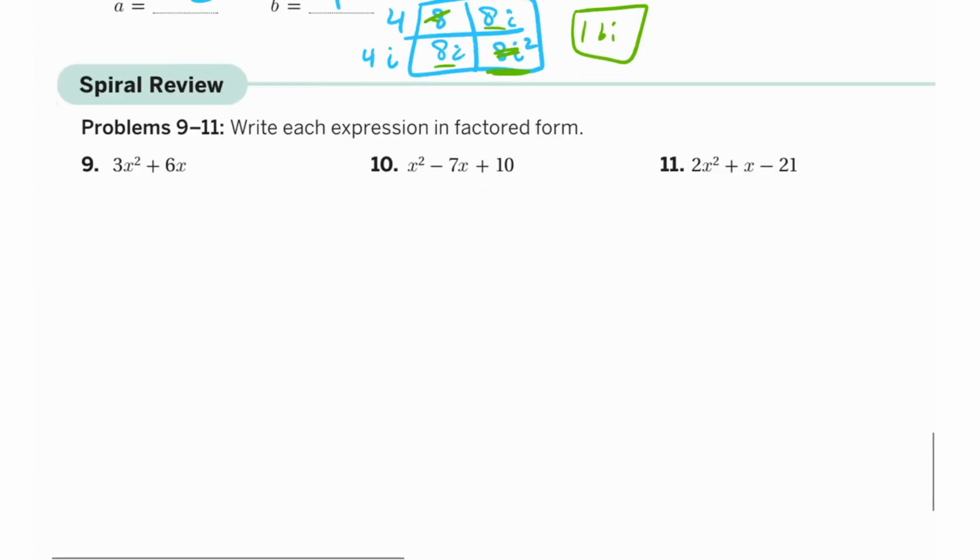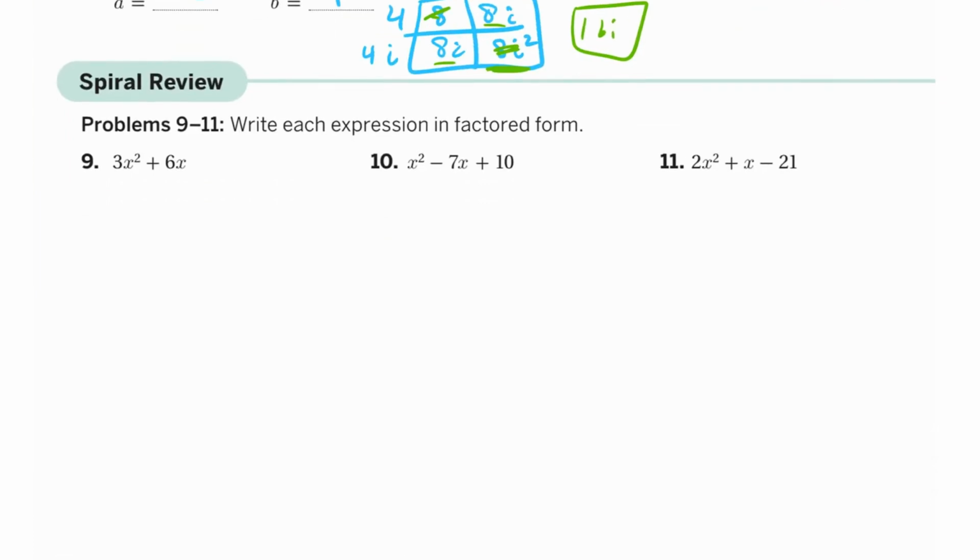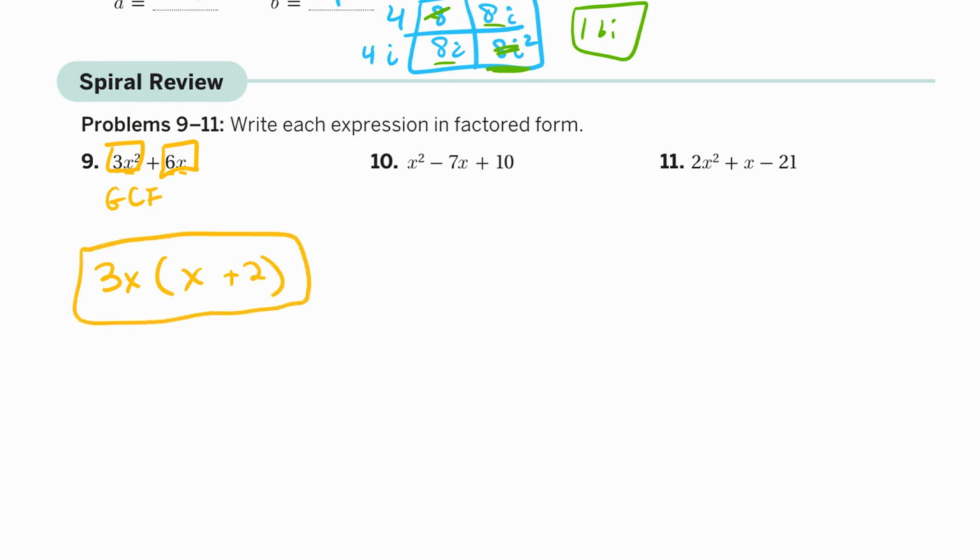For the spiral review, problems 9 through 11, write each expression in factored form. So this first one here I see only has 2 terms, so I'm just going to use what I know about greatest common factor to pull that out. Looks like they're both divisible by 3, and they also are both divisible by x. So if I pull out a 3x, what would be left over on this first term? If I divided it by 3x, I would just get x. If I divided this by 3x, I would end up just getting 2. So after I pull out the greatest common factor, I have my factored form.